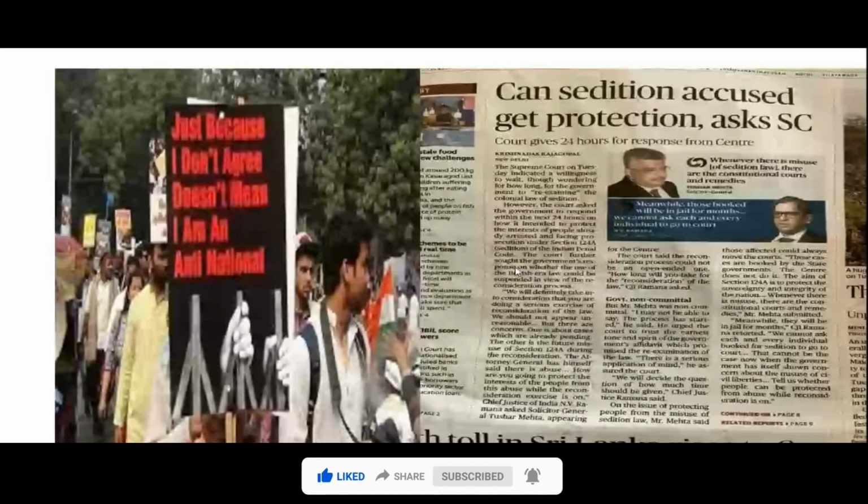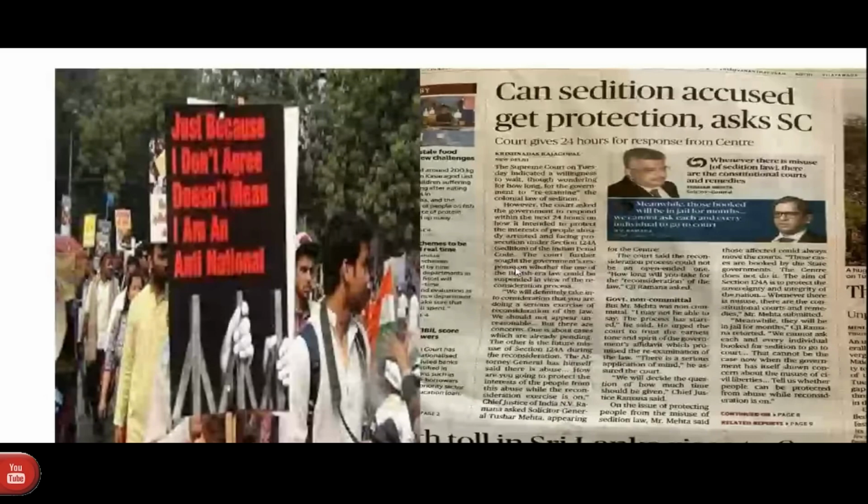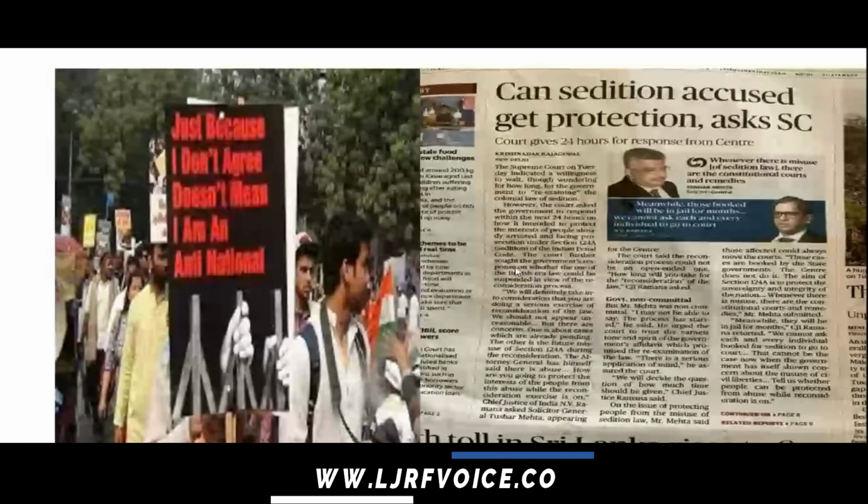Sedition is a bad law which came before the Supreme Court, and finally the Supreme Court asked a question to the central government. On May 7, the central government said there is no need for repealing the law of sedition. The Supreme Court asked whether there is any abuse of this law, and the central government found that there is some problem with the sedition law, and on May 9th they changed their view. They said sometimes the sedition law is misused, but as mentioned by Tushar Mehta, the Solicitor General, whenever there is a misuse of sedition law, there are constitutional courts and remedies.